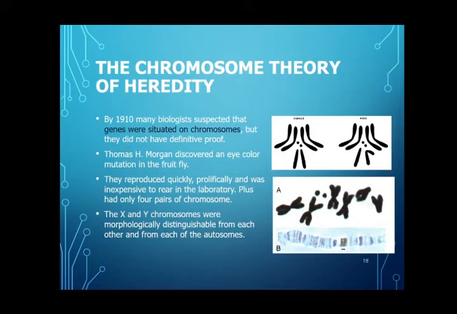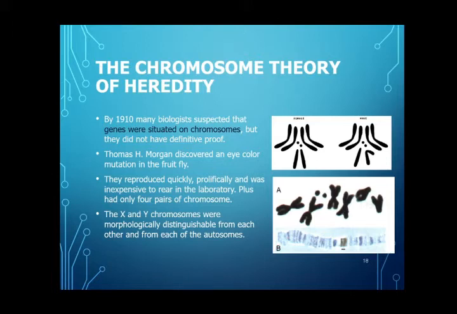So, the chromosome theory of heredity. By 1910, many biologists suspected that genes were situated on chromosomes, but they did not have definite proof. Thomas Morgan discovered an eye color mutation in the fruit fly. Fruit flies reproduce quickly and prolifically, and were inexpensive to rear in the laboratory. Plus, they have only 4 pairs of chromosomes.